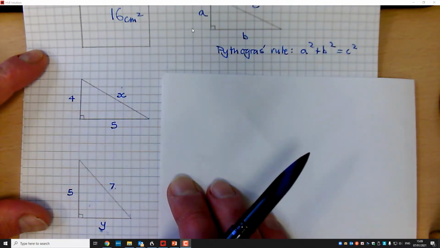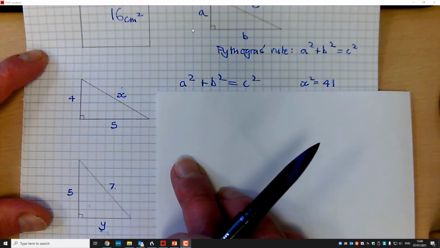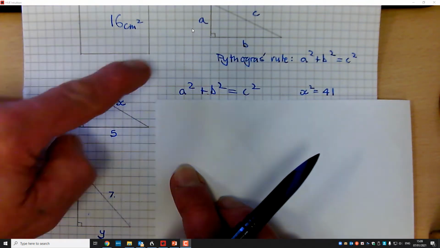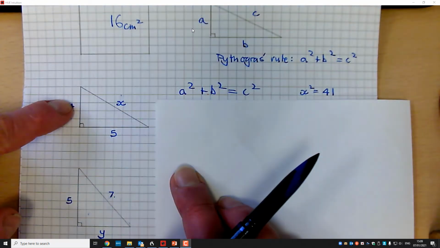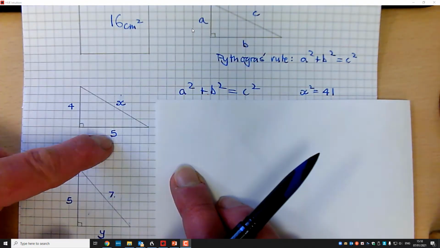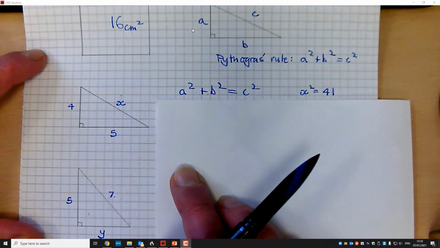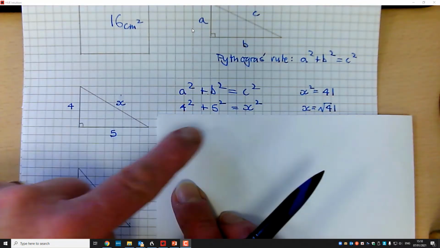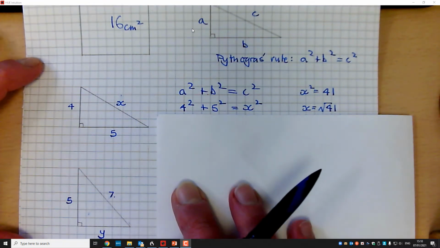I start off by writing the formula down. A squared plus B squared equals C squared. Now, if I compare that diagram with this one, you can see that A is 4 and B is 5 and X is C. So I'm going to write that one more time, but with the numbers put in. So A is 4 and B is 5, and I'm going to write X where I saw C. And I'm going to use this now to work out what x squared is.